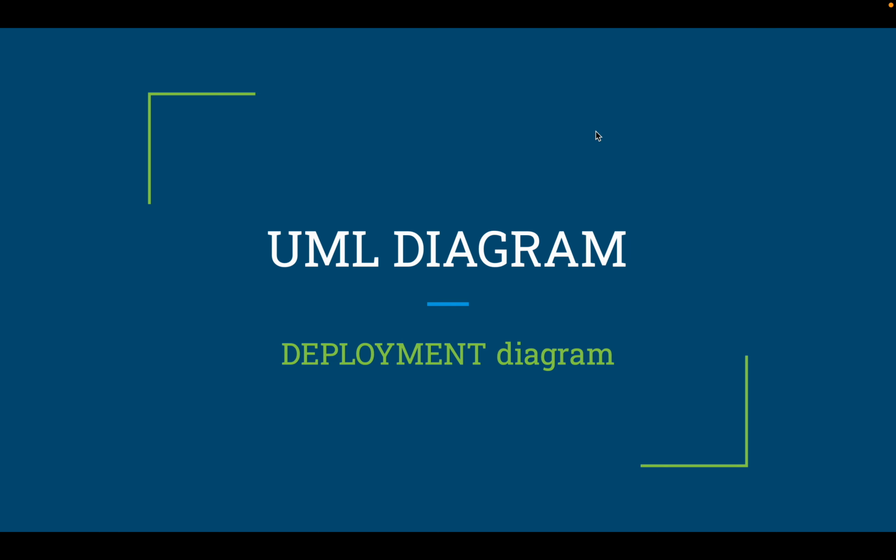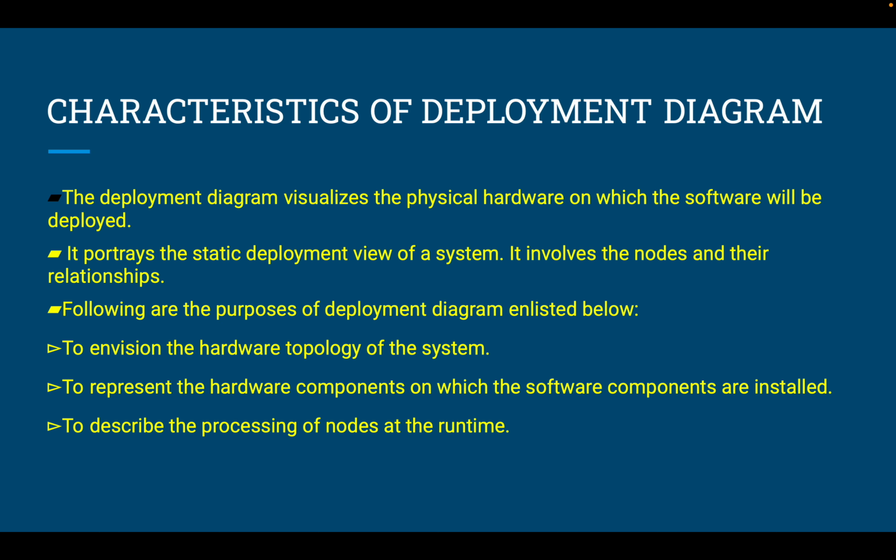Guys, today we are going to look at a deployment diagram. What is a deployment diagram? A deployment diagram is typically used in software engineering, which illustrates the physical deployment of software components across the hardware nodes. It portrays the static development view of a system. It involves the nodes, artifacts, and their interrelationship.